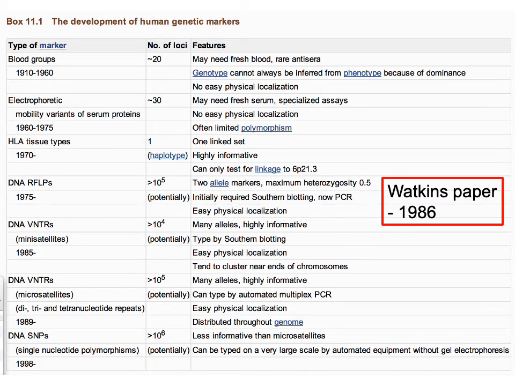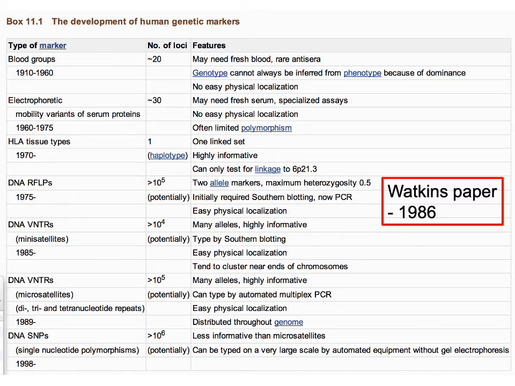Okay, so you can see the history of what markers have been used. Blood groups were used at the very beginning of the 1900s, and you can see that we've moved on to more of a DNA approach, and those VNTRs are here sort of in the middle. They were called minisatellites. That was the mid-1980s.